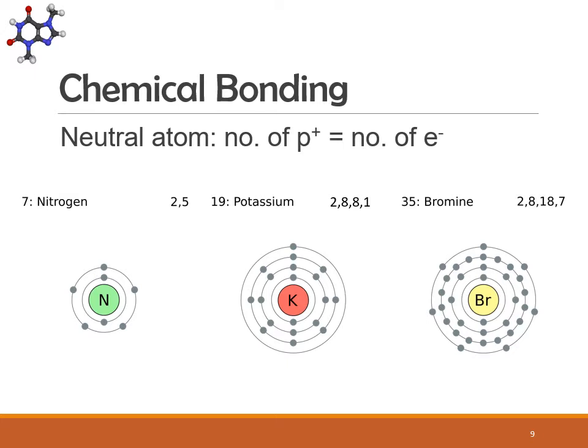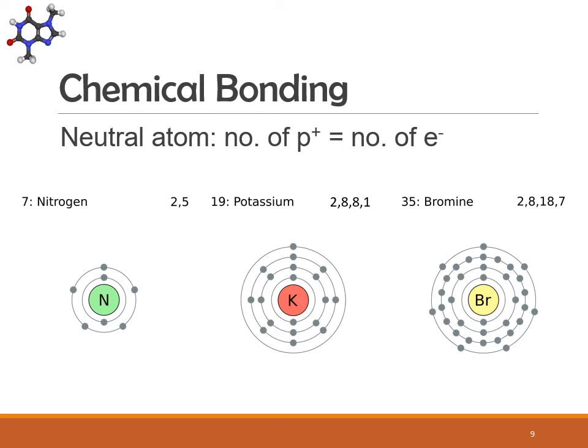Recall that in a neutral atom, the number of protons equals the number of electrons, and the number of protons is the element's atomic number. Electrons fill each energy level from the lowest to the highest. So, we can determine how many electrons a certain element has in each of its energy levels. We can then know how many valence electrons the element has. If we distribute an element's electrons among the atom's electron shells, we will not always have 8 electrons in the valence shell. Let's take the case of nitrogen, potassium, and bromine.